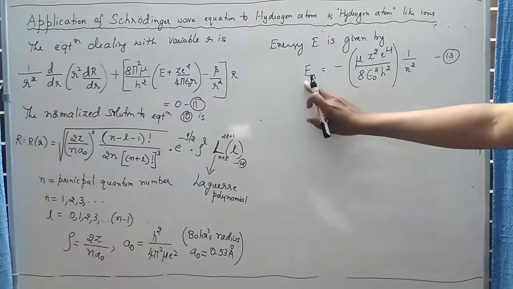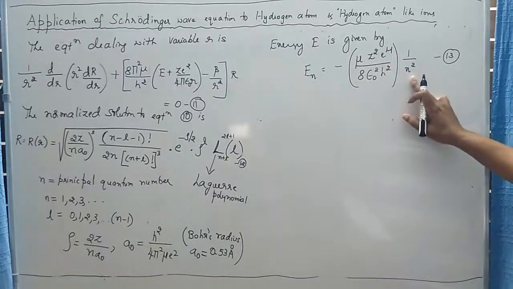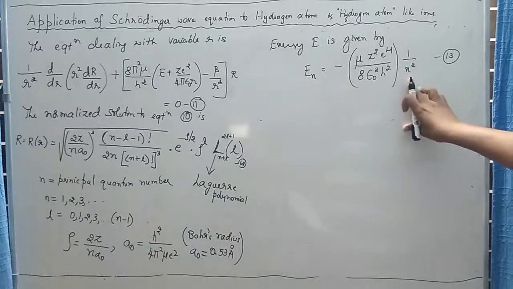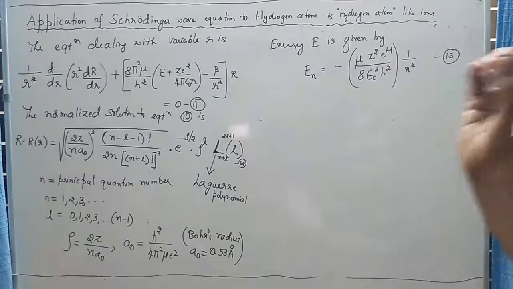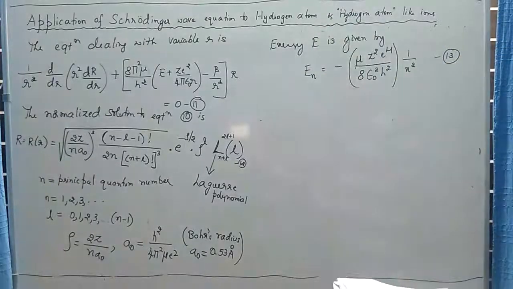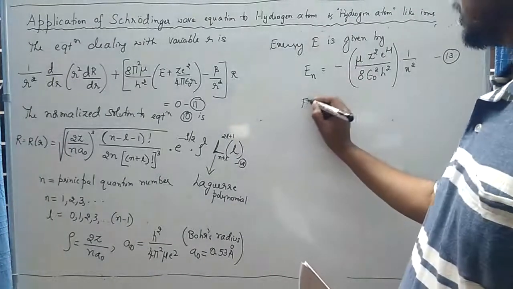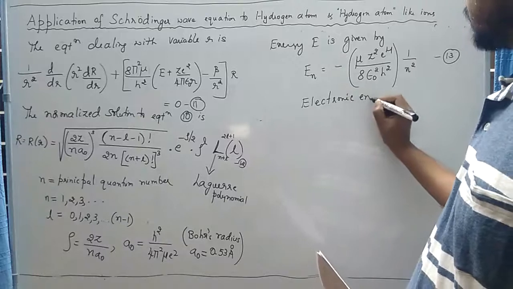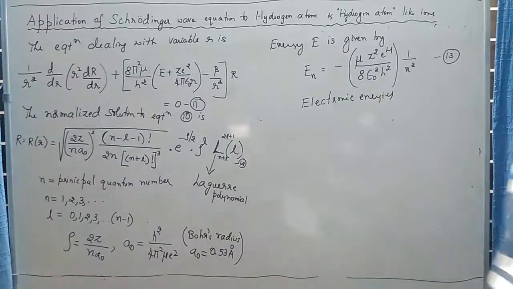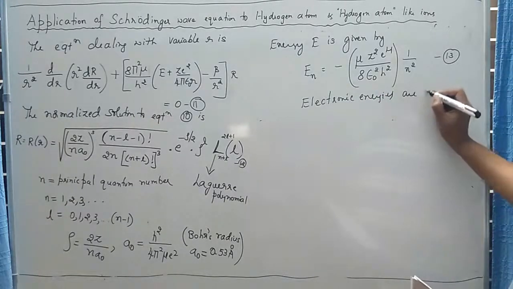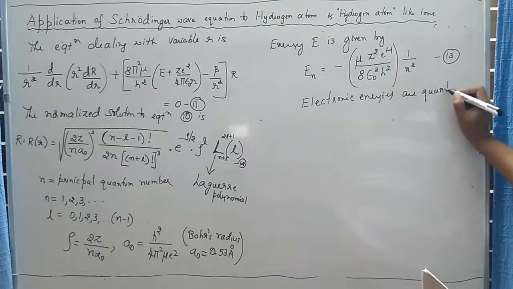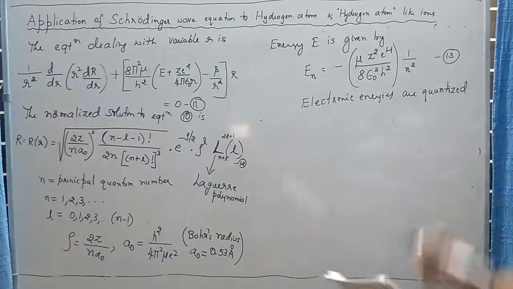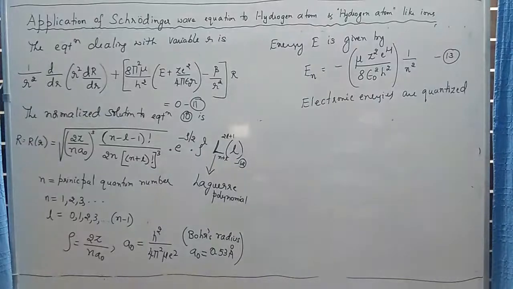The energy of the electron depends on the value of the quantum number, and since the value of n is restricted to certain values, the energy of the electron is also restricted. So we can say that the electronic energies in an atom are quantized. The electronic energies in an atom are quantized. Let me end this class by writing the overall wave function.